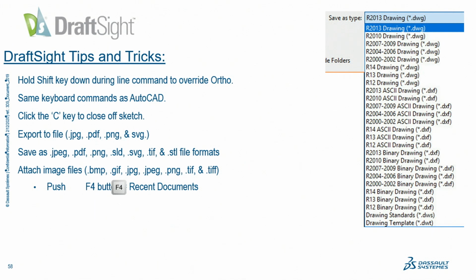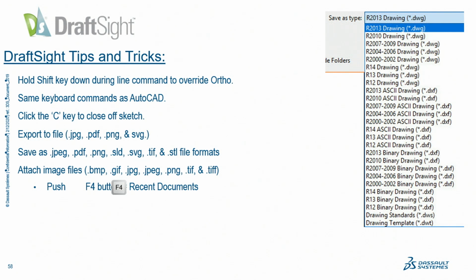Click the C to close off a sketch. So that's an AutoCAD thing, so just making you aware of that. So instead of me going back and clicking on the end point where I started, I could hit C and it'll close it off if I'm at that point. And also I can export to a JPEG, a PDF, a PNG, or SVG file as well. There's all the file types we can save in there.